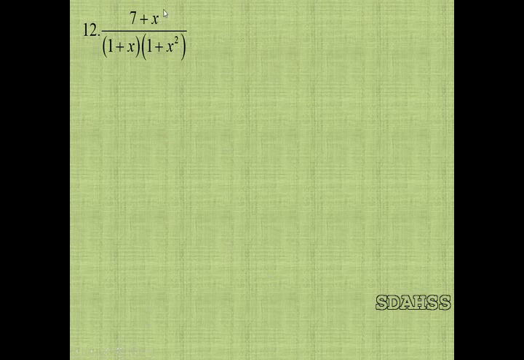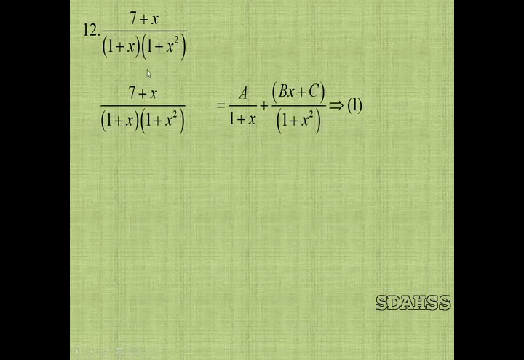12th sum: (7 plus x) divided by (1 plus x) into (1 plus x square). Here totally 3 factors are there: 1 plus x, and 1 plus x square means 2 factors. So you have to use 3 alphabets: A by the first factor 1 plus x, plus (Bx plus C) divided by 1 plus x square. Mark it as number 1.